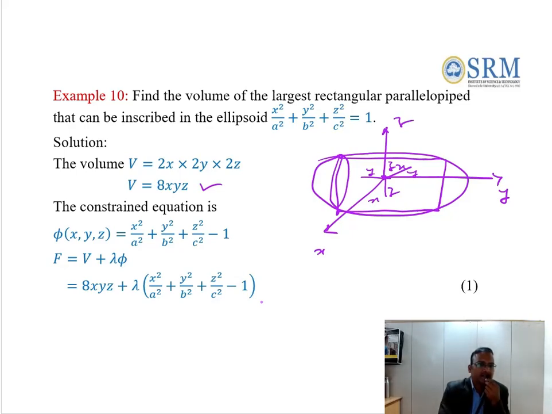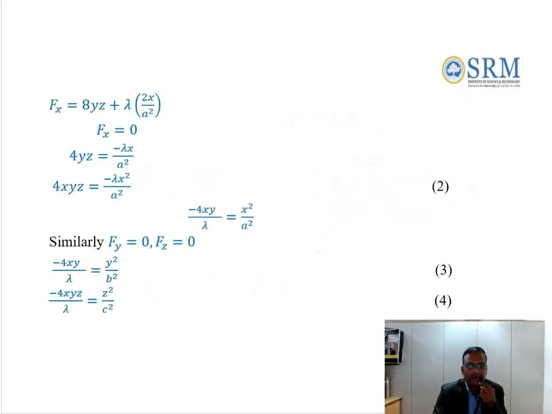Now the constraint is x square upon a square plus y square by b square plus z square by c square minus 1, because the variables x, y, z satisfy this condition. Now we define the new auxiliary function capital F equal to V plus lambda phi, where V is 8xyz and phi is this. To find the stationary point, we have to differentiate capital F partially with respect to x, y, z and lambda, and then solve for x, y, z, lambda.